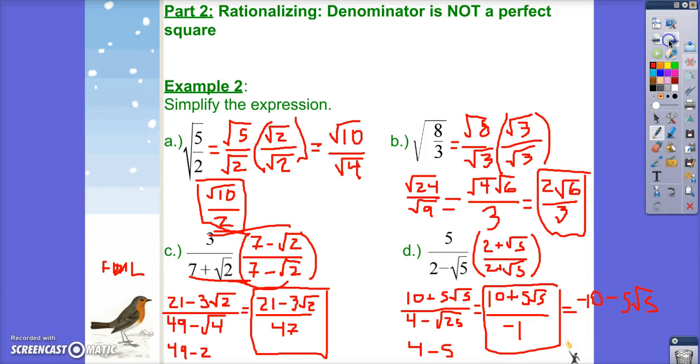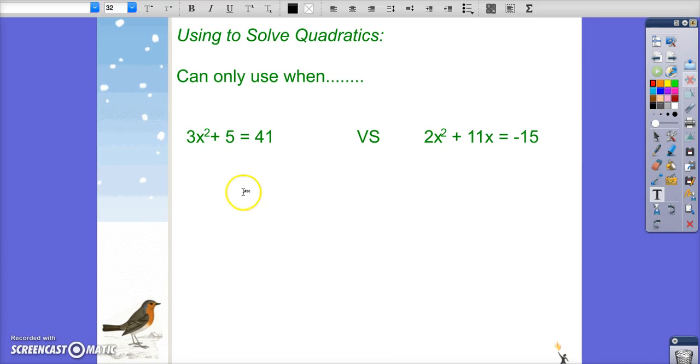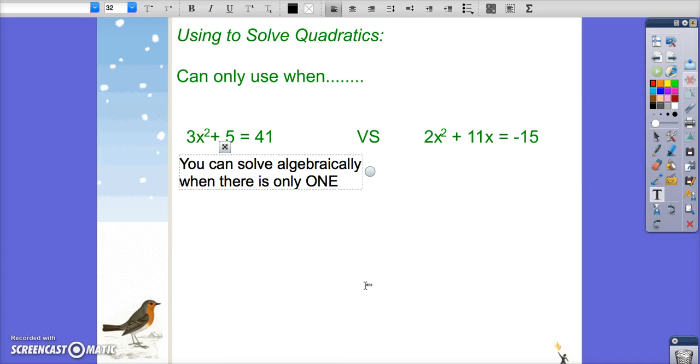Now, the next part we're going to look at is how to solve quadratics. We have to determine when you can use what we're talking about now or when you have to factor. So in this case, you can solve algebraically when there is only one variable.